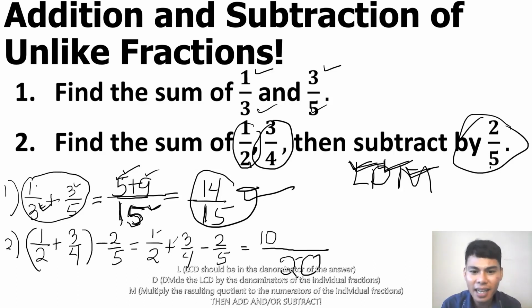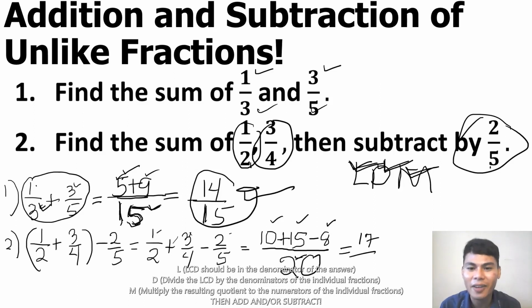Tapos add. Lagay nyo si add here. 20 divided by 4, 5 times 3, 15. Ay, basic. Tapos minus dito. So minus dapat. 20 divided by 5, 4 times 2, 8. Ay, very basic. 10 plus 15, 25 minus 8. 25 minus 8. Diba? 17 over 20.